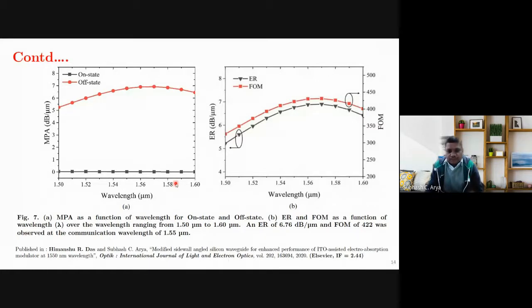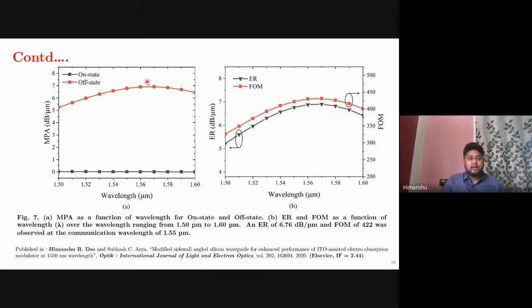Okay. So from these graphs, we are calculating the on state and off state at 1.55 micrometer. From this, we can calculate the ER and FOM, which is the extinction ratio and figure of merit. The extinction ratio and figure of merit for the device around 1.55 micrometer was found to be 6.76 dB per micrometer.